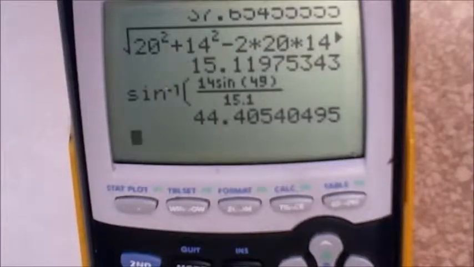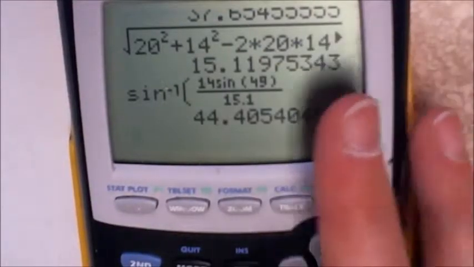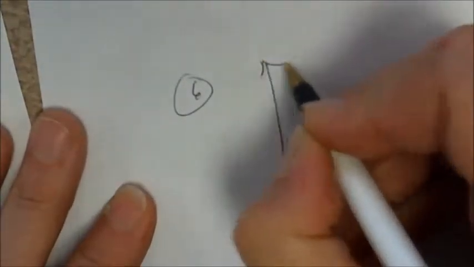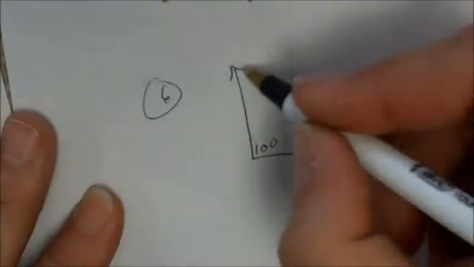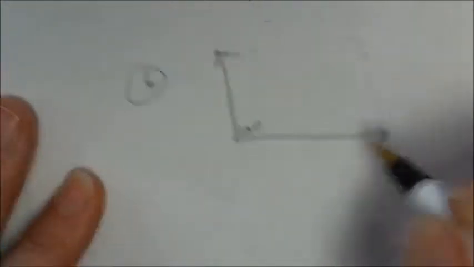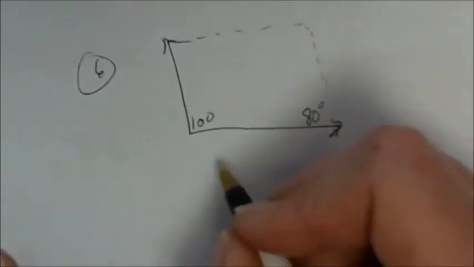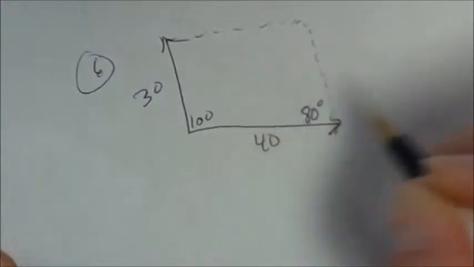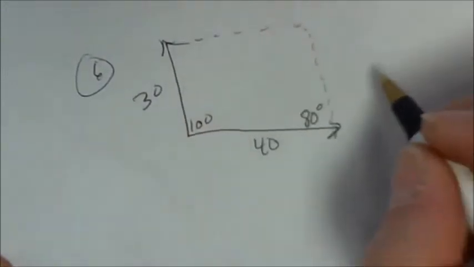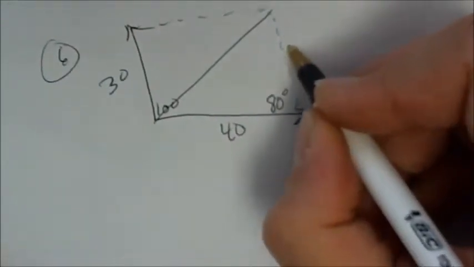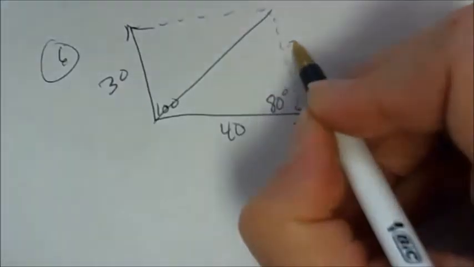44 degrees. Number 6, 2 forces act on a body at an angle of 100 degrees. So we'll draw this question number 6, 100 degrees, force 1, force 2. And then create our parallelogram. Base angles of a parallelogram are supplementary, so that's 80 degrees. And the forces are 30 pounds and 40 pounds. And they want the magnitude of the resultant. The resultant goes up here. So if this is 40, this is 30.